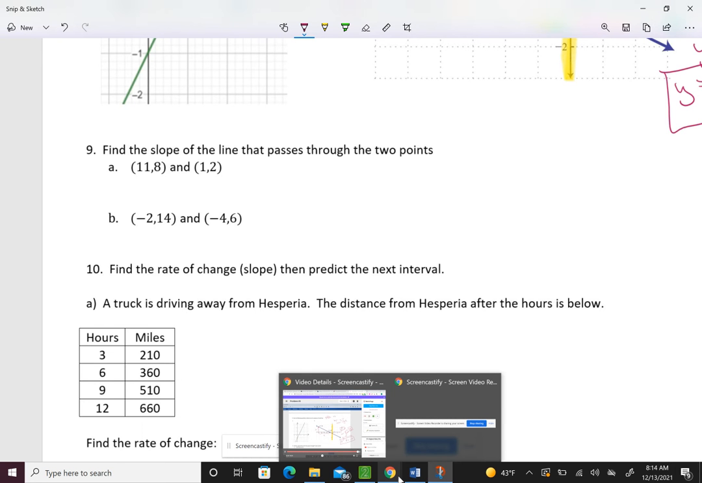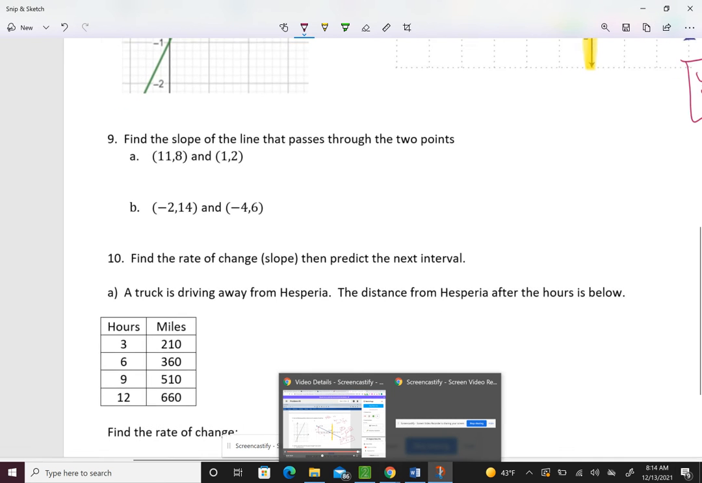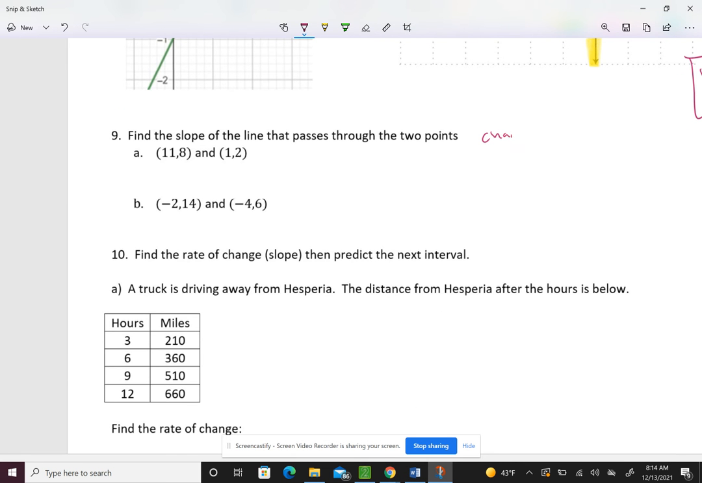Guys, for number 9, just finding the slope. Remember, the slope is the change in y over the change in x. You could also use this formula, y2 minus y1 over x2 minus x1.